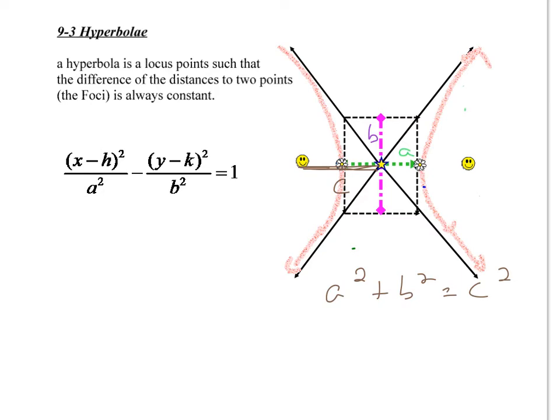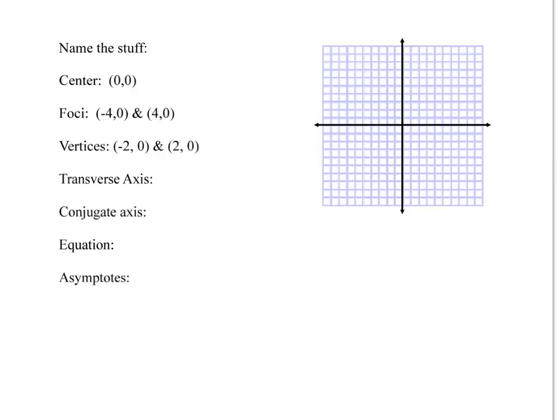Okay, and I know that this is a horizontal hyperbola by looking at my equation, because the x term is my positive term and my y term is the negative term, even though it looks like a is smaller than b. So what's more important here is that this one is positive and this one is negative to know the direction of our hyperbola. Try one.